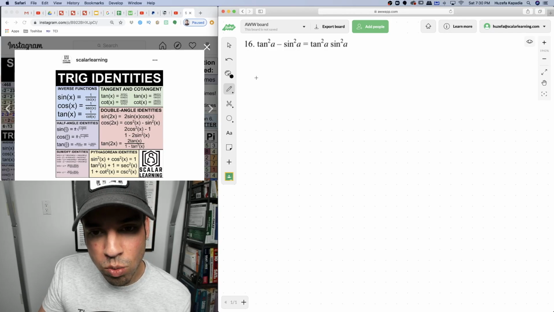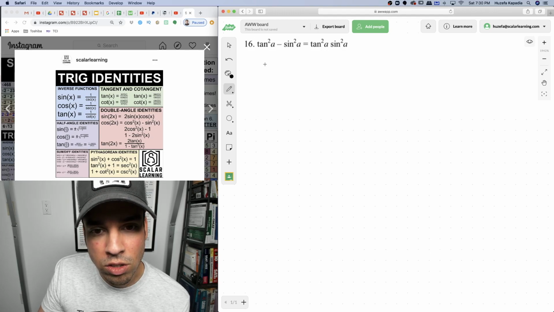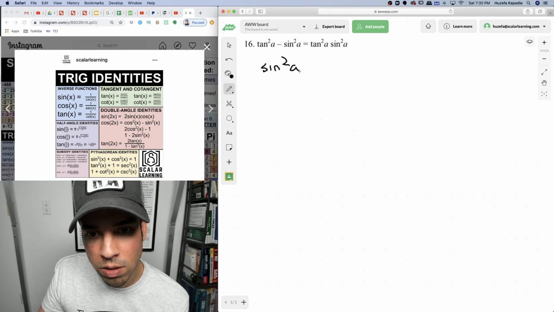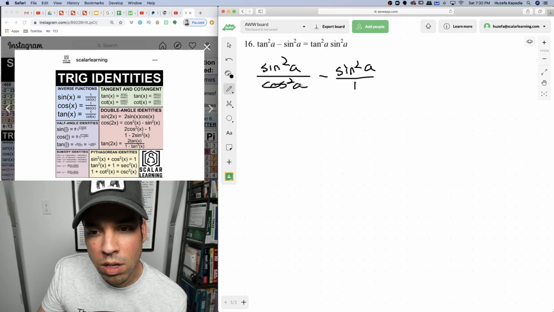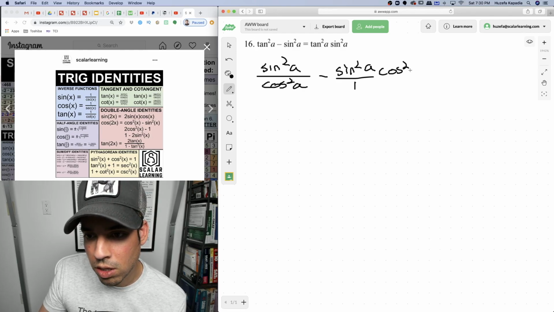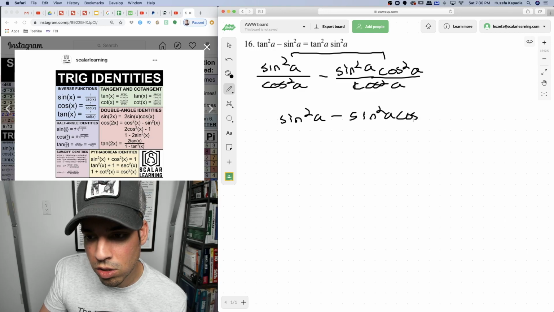Okay, in this final one, the way that I'm thinking about it, I know we got a tangent squared here and a tangent squared there, but I'm still going to turn this into sine squared over cosine squared and try and consolidate these guys. So again, if this is minus sine squared a, it's currently over 1. To get it to have a common denominator, I'm going to multiply this guy by cosine squared a over cosine squared a. Now I can bring these guys together, and I have sine squared a minus sine squared a cosine squared a over a nice cosine squared.